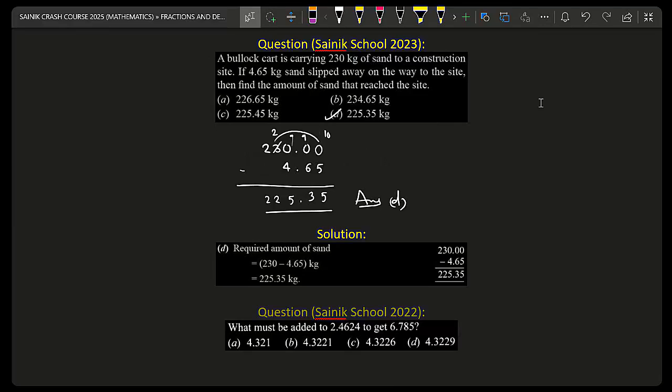What must be added to 2.4624 to get 6.785? This question came in the 2022 paper. Neeraj, no, mute yourself. You try this question. Be ready with your answer. Later, you can raise a hand. First, try the question.